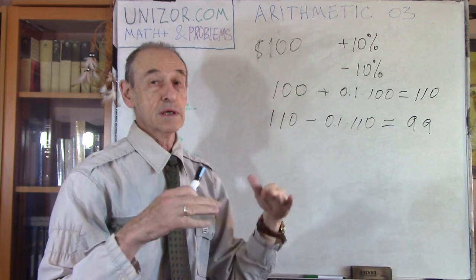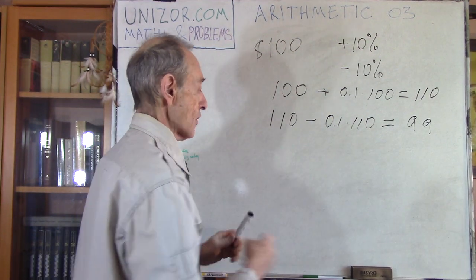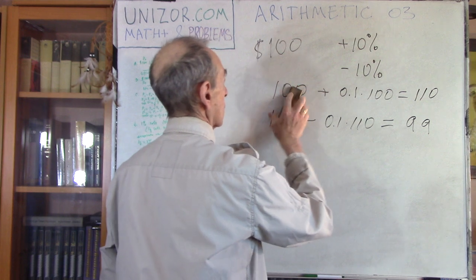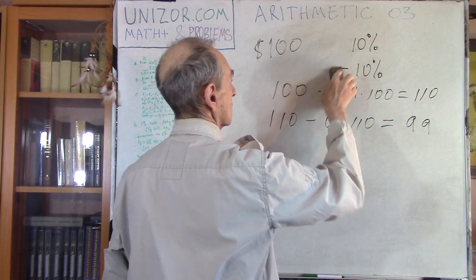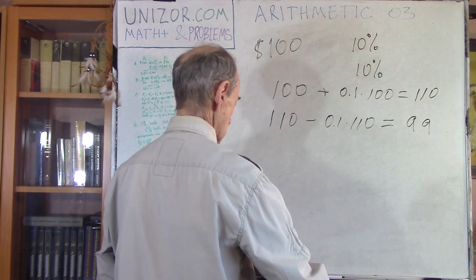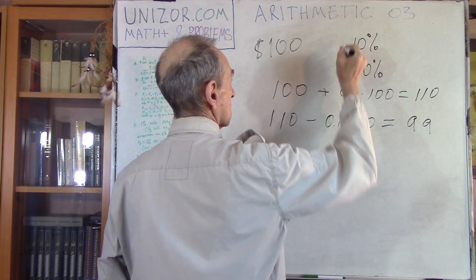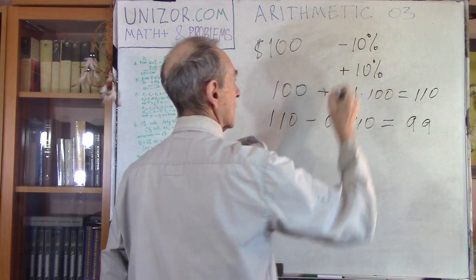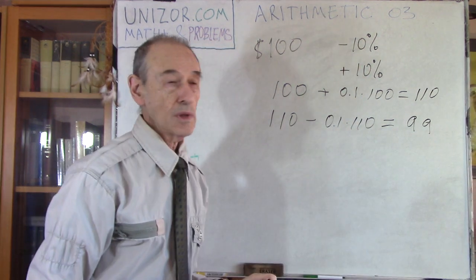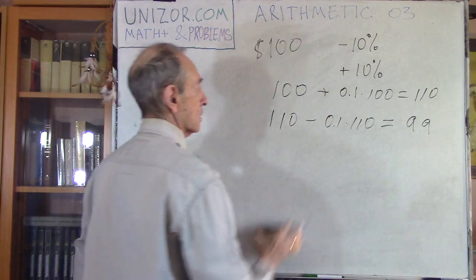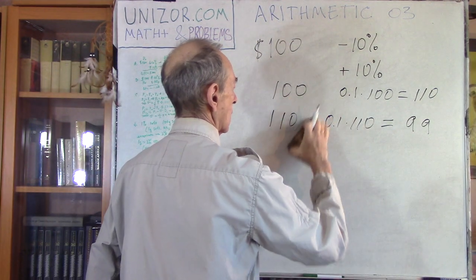Okay, what if it's the other way around? First, you lose 10%, and then you gain. What happens here? Well, here we will have minus here.